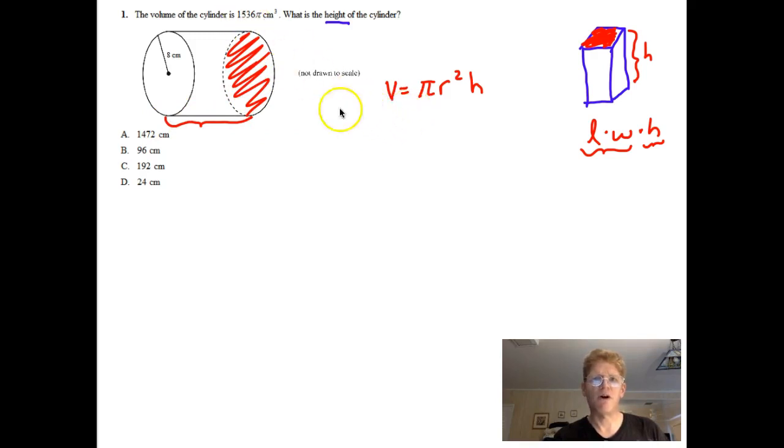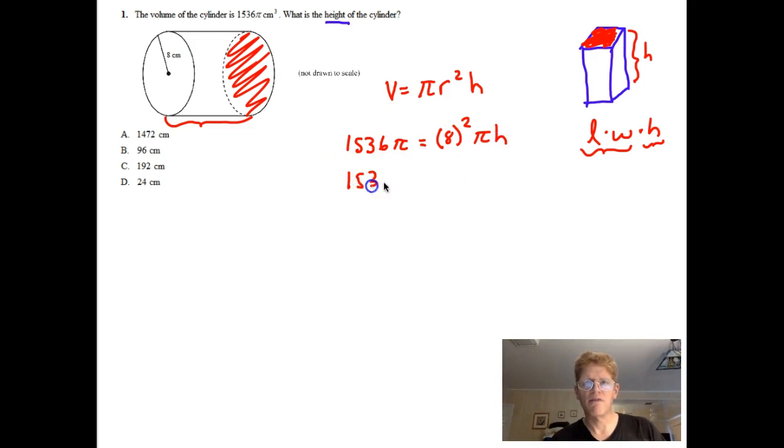Now we're given the volume. We know that it's 1,536 pi, and that is equal to pi times the radius squared times the height. We've also been given the radius. The radius here is 8 centimeters. So we're going to have 64, because we're squaring that radius and multiplying it by pi and times the height. That gives us 1,536 pi is equal to 64 pi times height.